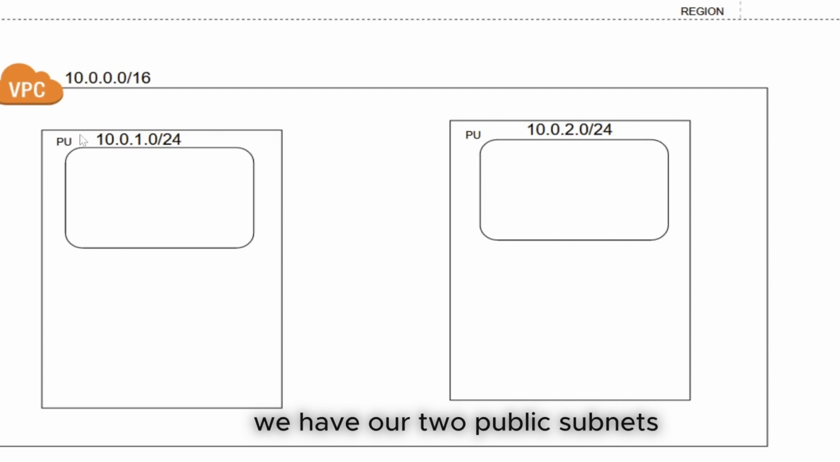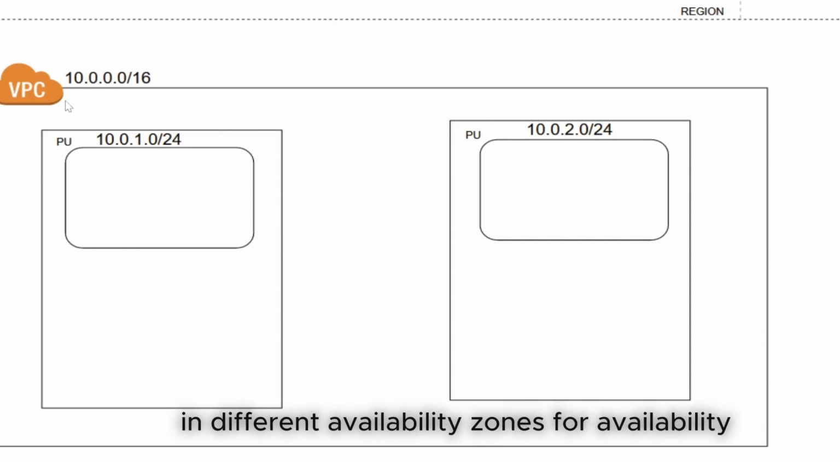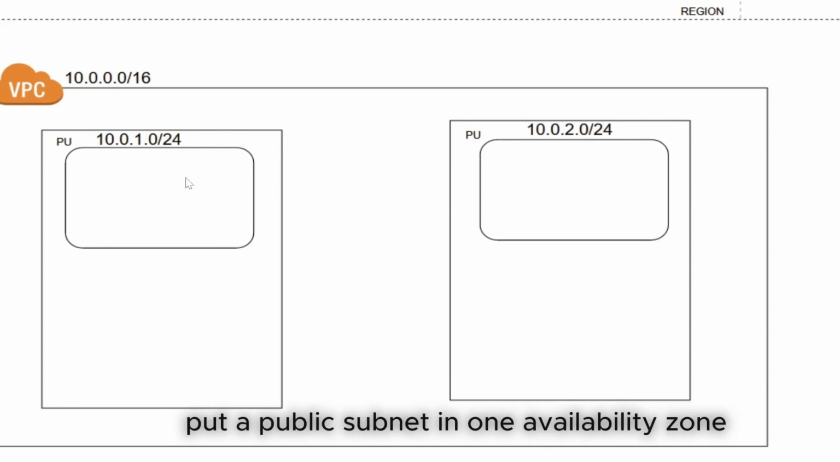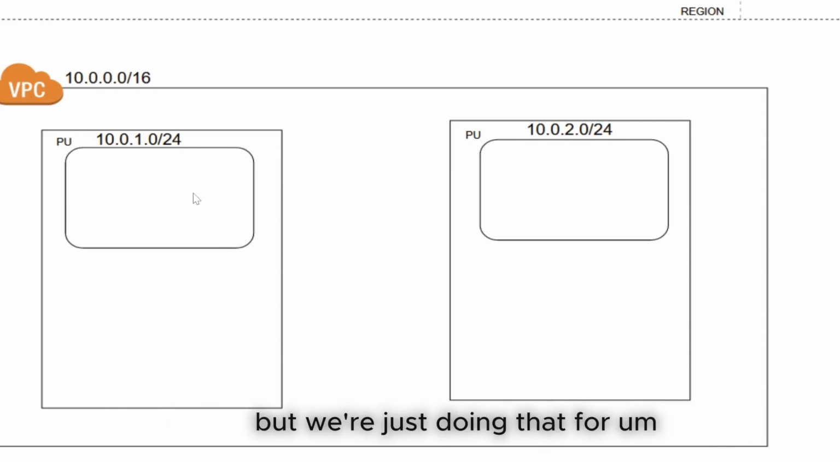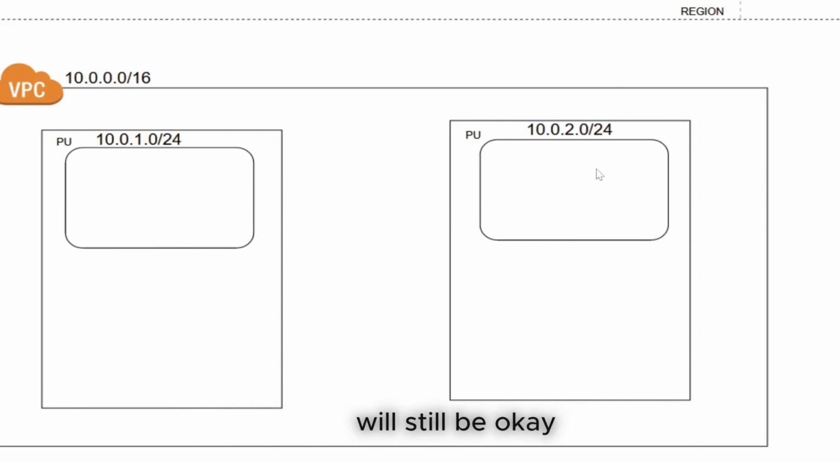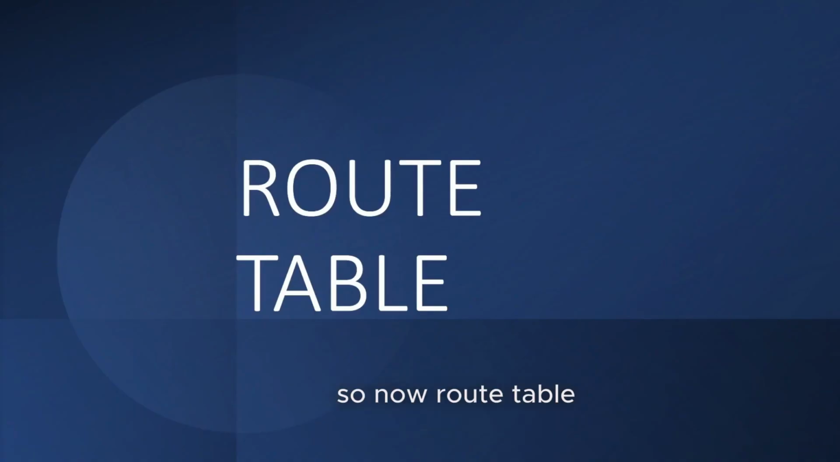We have our two public subnets in different availability zones for availability. You can actually just put a public subnet in one availability zone, but we're just doing that for redundancy, so that in case something happens to the resources in one availability zone, the resources in the other one will still be okay.